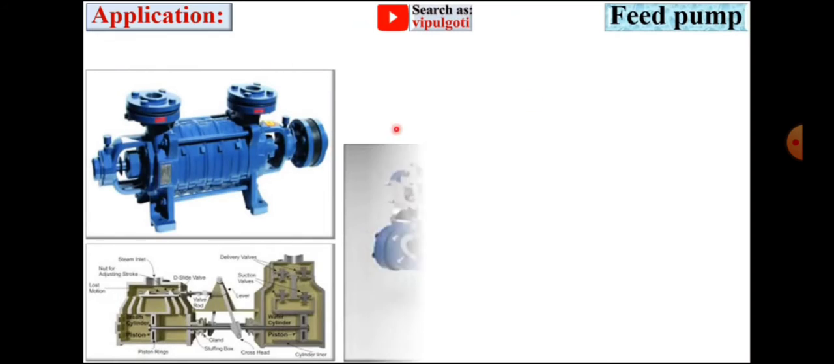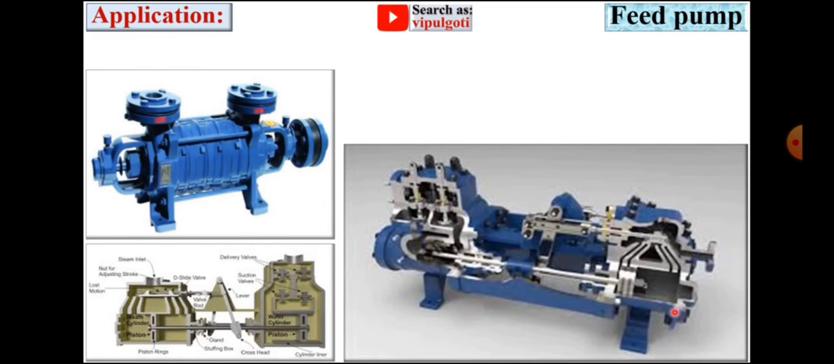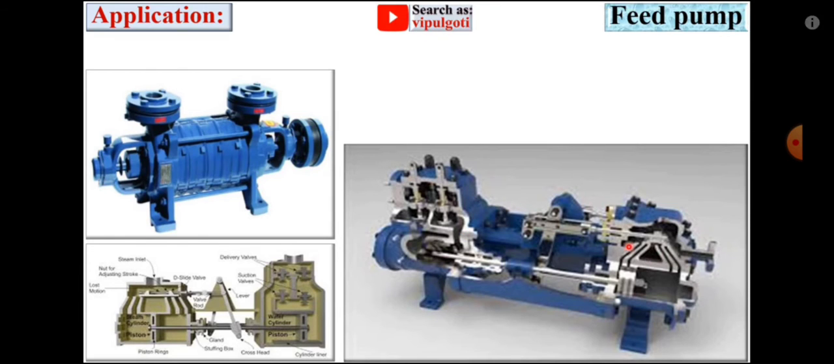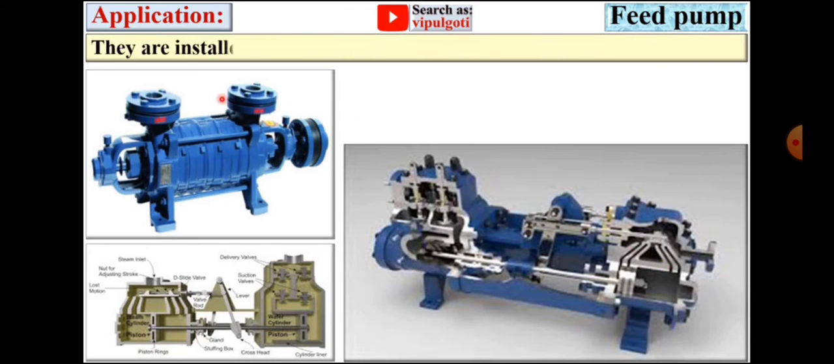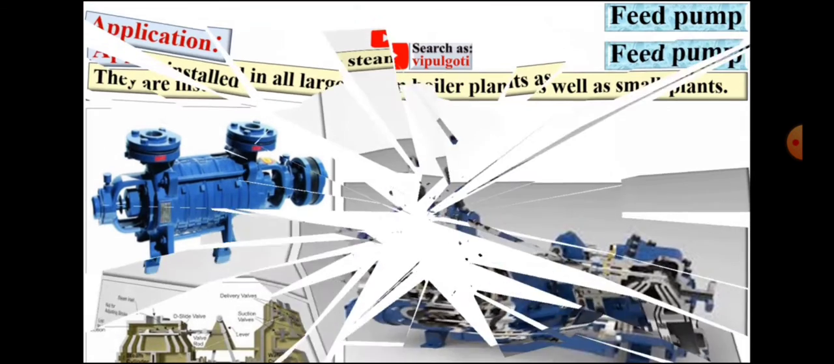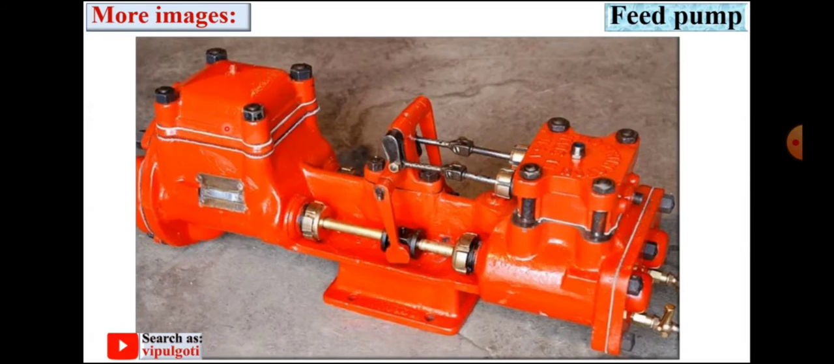Next, application of the feed pump. So here this is the cut section of the duplex feed pump. So you can understand exactly now the construction and working of the feed pump. And here you can see the D-slide valve in the steam pump. They are installed in all large steam boiler plants as well as small plants. More images to understand the feed pump. And here you can see this one is the common crosshead.